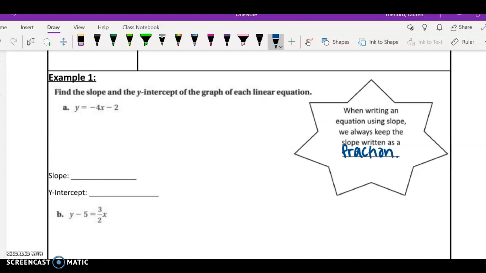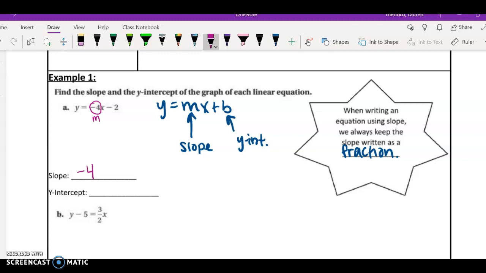All right, so A says y equals negative 4x minus 2. So remember from above we said that we write it in y equals mx plus b form, where m is our slope and b is our y-intercept. What's really cool about this equation is right away we know that this is our m, that is our slope. The thing next to the x is always our slope, so that's negative 4.